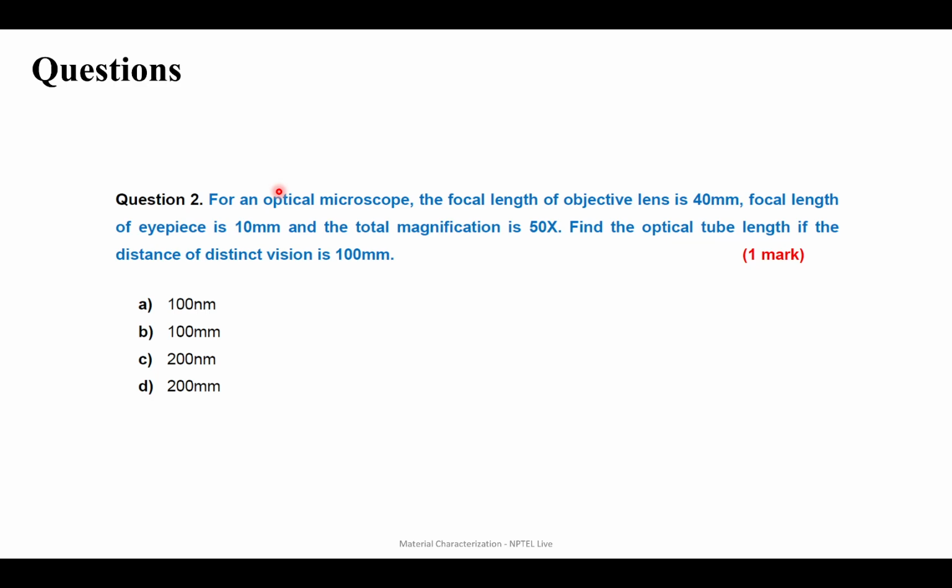For an optical microscope, the focal length of objective lens is 40 mm, focal length of eyepiece is 10 mm, and the total magnification is 50x. Find the optical tube length if the distance of distinct vision is 100 mm. 100 nanometer, 100 mm, 200 nm, 200 mm.